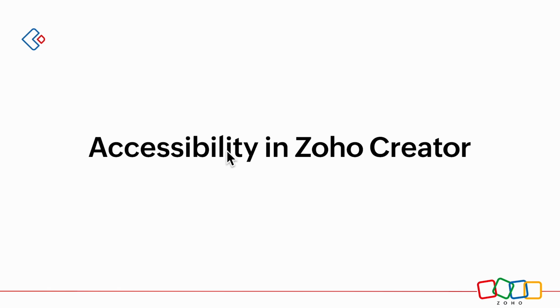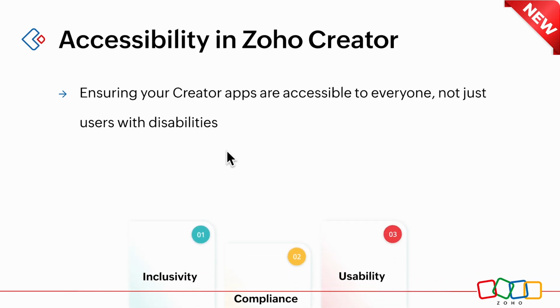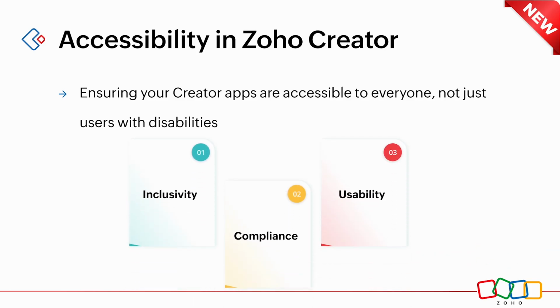Now let's move on to accessibility in Zoho Creator. Accessibility in Zoho Creator is not just about helping people with disabilities. It's about making your app friendlier, clearer, and more usable for every human who interacts with it, thereby maintaining these three principles of inclusivity, compliance, and usability. Let's check what new product updates have been made for accessibility.